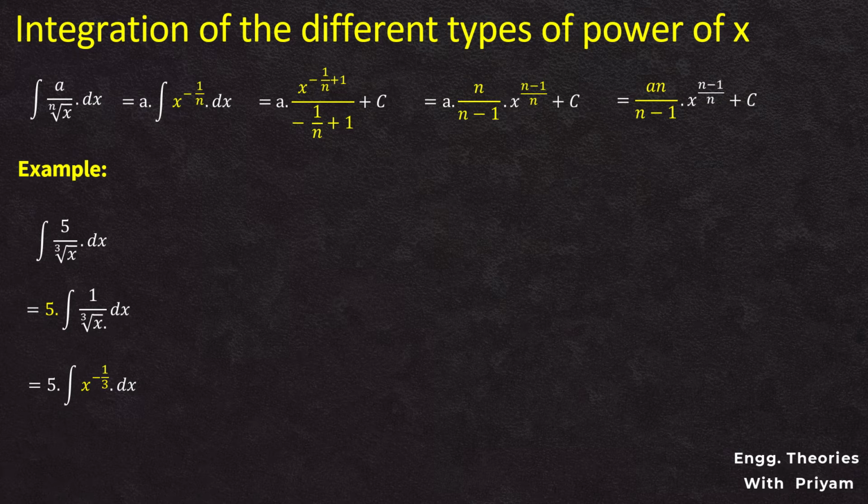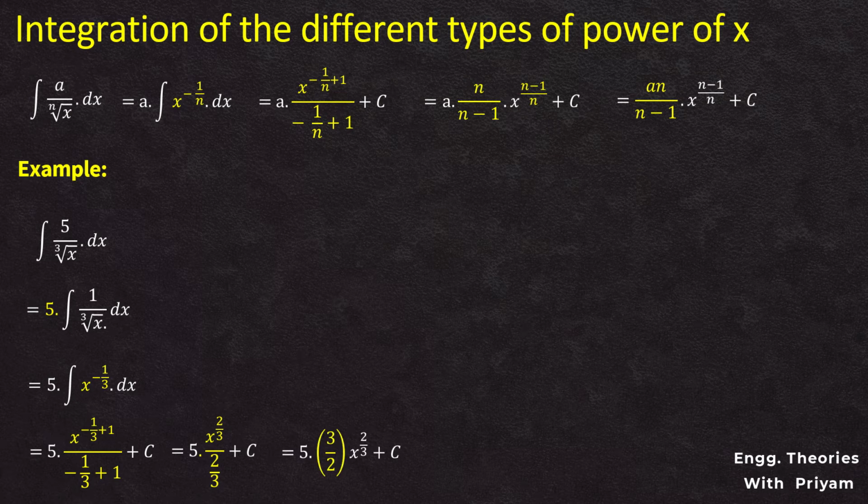Now we can perform the integration of x to the power minus 1 by 3 according to the formula of integration of x to the power n, which will result in x to the power minus 1 by 3 plus 1 divided by minus 1 by 3 plus 1. Then the integration will look like 5 into x to the power minus 1 by 3 plus 1 divided by minus 1 by 3 plus 1 plus the integration constant c, which can be simplified as 5 into x to the power 2 by 3 divided by 2 by 3 plus the integration constant c. Now we can write this as 15 by 2 x to the power 2 by 3 plus the integration constant c.